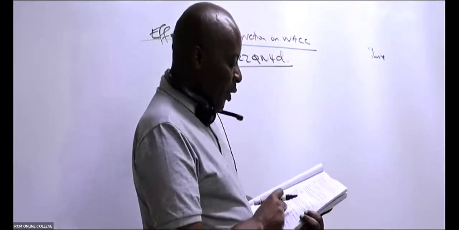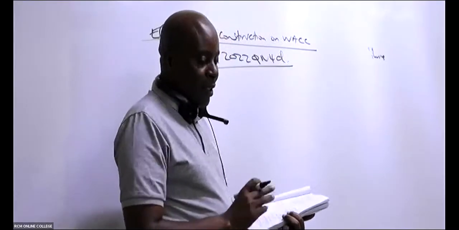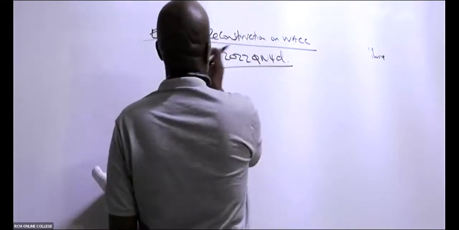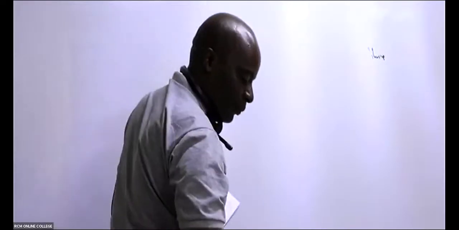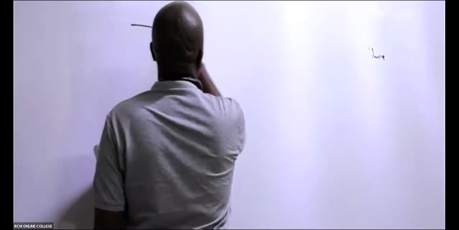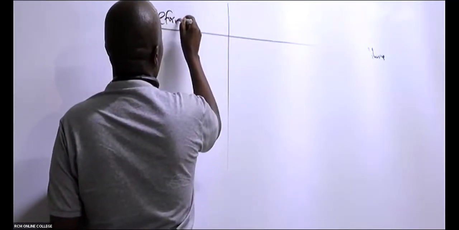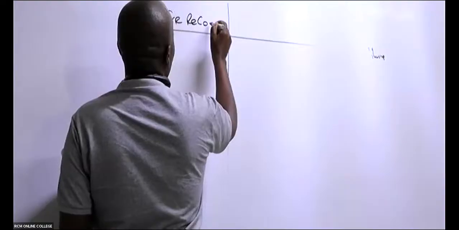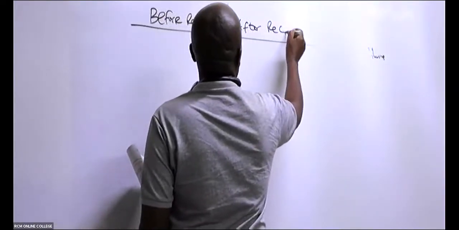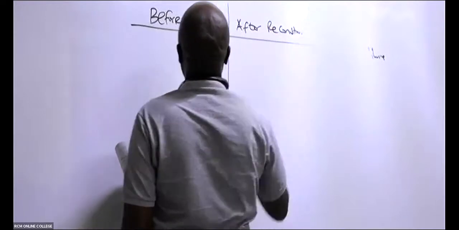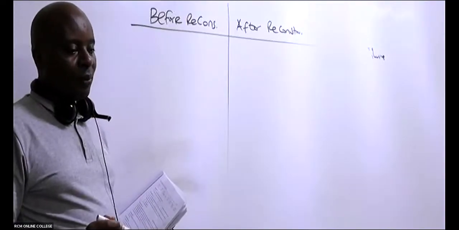Show the impact of the financial reconstruction on the WACC. This is very, very easy. So we shall do a small table like this. We have here before reconstruction and after reconstruction. A small table like that.